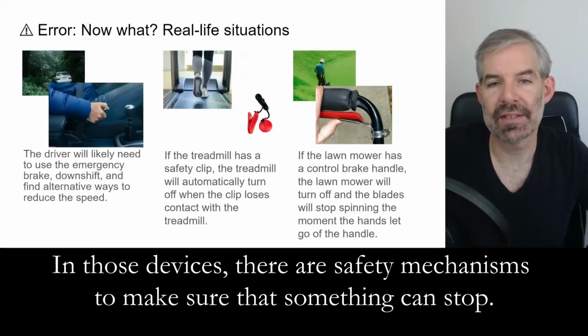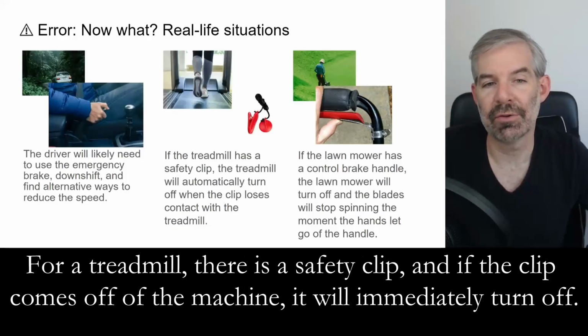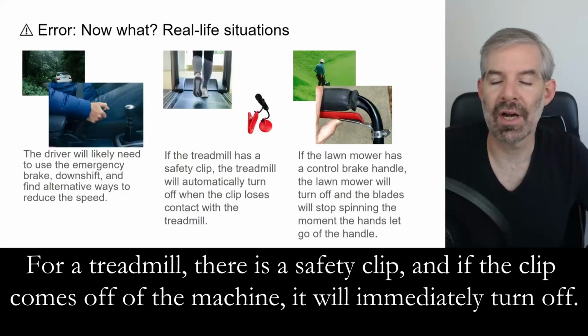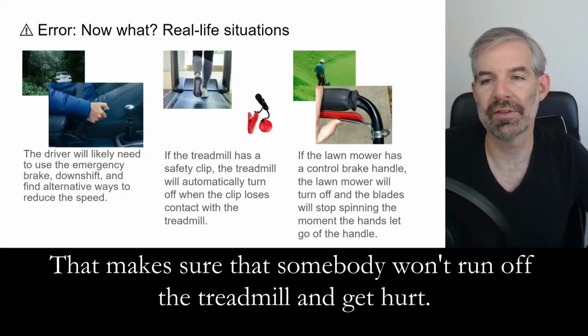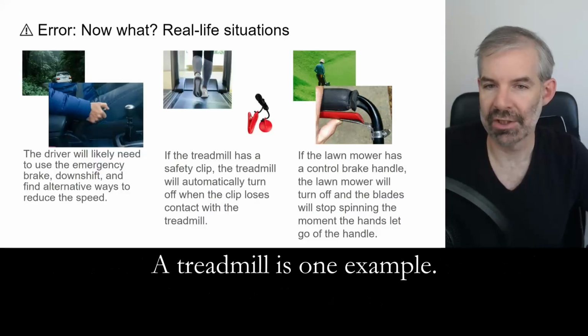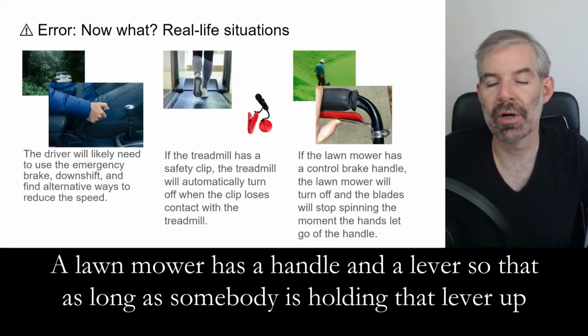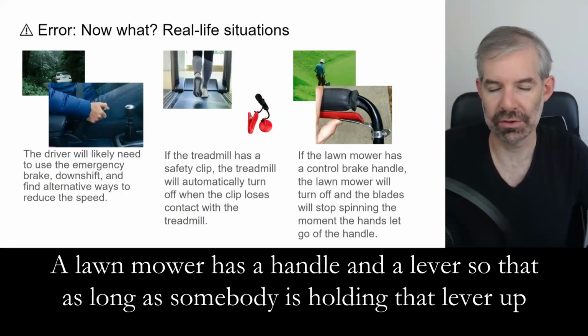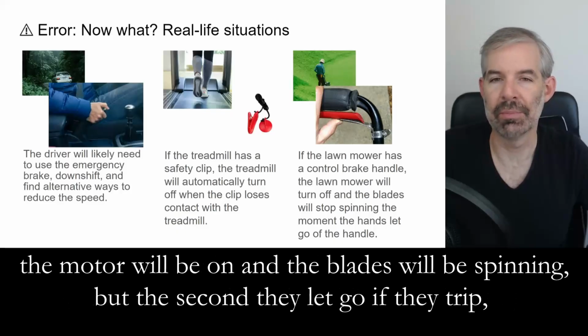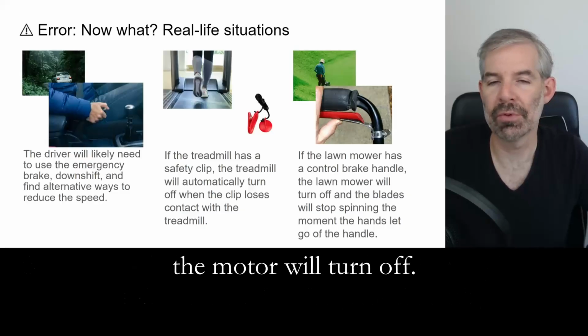So in those devices, there are safety mechanisms to make sure that something can stop. For a treadmill, there's a safety clip, and if the clip comes off of the machine, it will immediately turn off, and so that makes sure that somebody won't run off the treadmill and get hurt. A lawnmower has a handle and a lever, so that as long as somebody is holding that lever up, the motor will be on and the blades will be spinning. But the second they let go, if they trip, the motor will turn off.